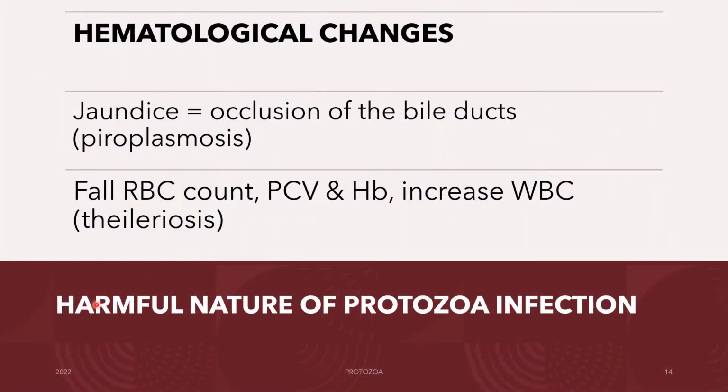Protozoa infection can also cause the development of jaundice. This is due to the occlusion of the bile ducts caused by parenchymatous degeneration in piroplasmosis. When we say piroplasmosis, that relates to the infection of the blood parasites, Babesia and Theileria. There can also be a fall in the RBC count, packed cell volume, and hemoglobin, and an increase in the white blood cells in Theileriosis.